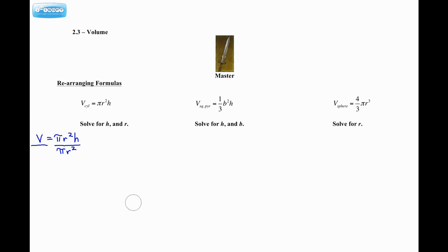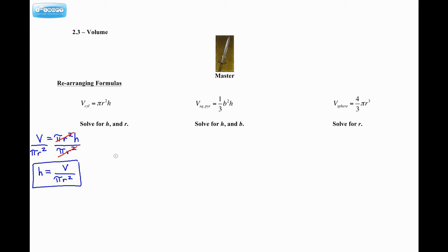Little mistake there. Fix that. Pi r squared. And of course, on the right-hand side, all that mess cancels out. So I'm just left with h. So let's say h, meaning the height of a cylinder, is equal to its volume divided by the area of the base, which I would hope makes sense. So that's formula number one.